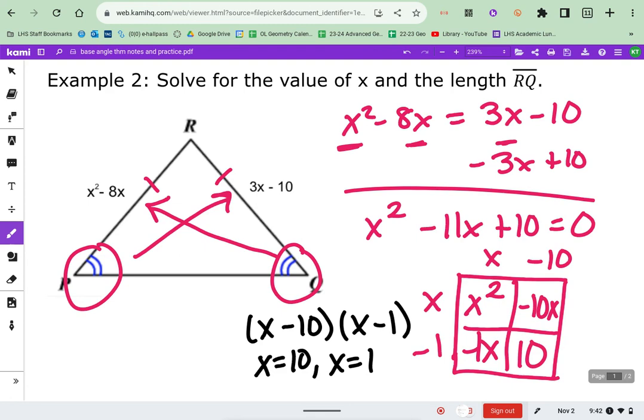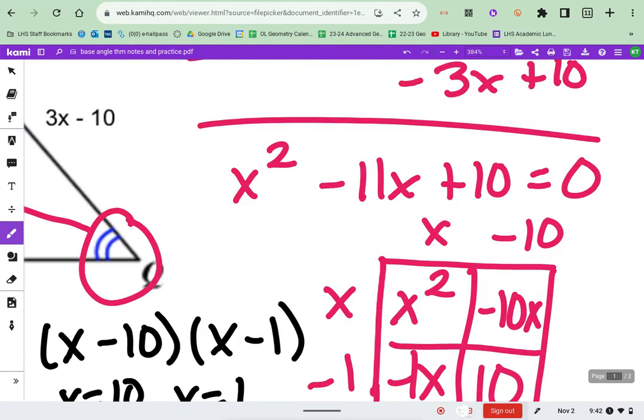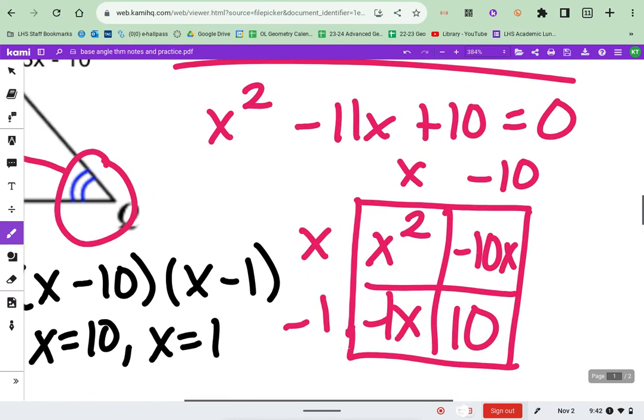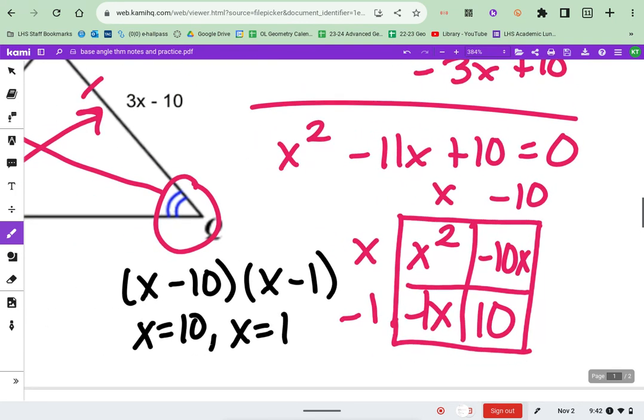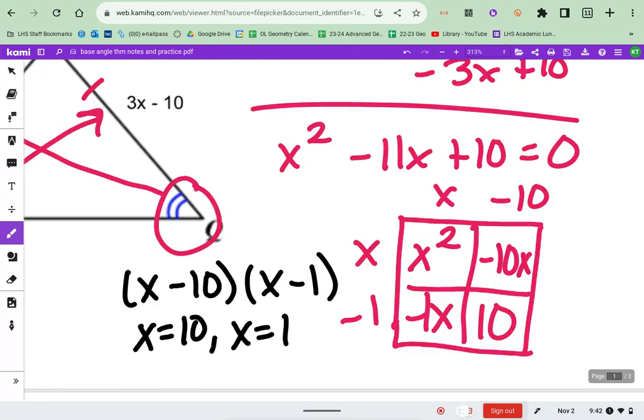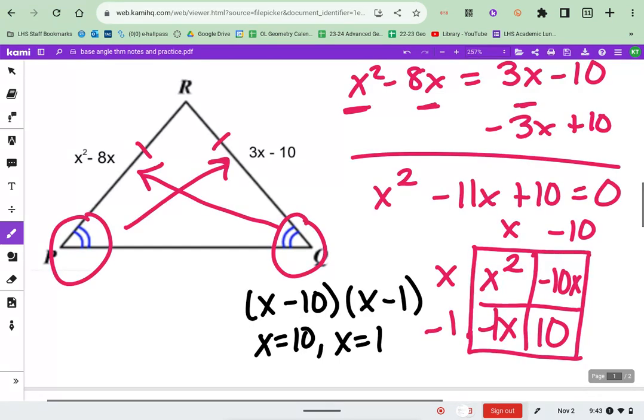All right, so to factor, we were looking for two things that would add to negative 11 and multiply to positive 10. So that would be negative 10 and negative 1. Once I finished my box method, my factors were x minus 10 and x minus 1, which means x equals 10 and x equals 1. But we got two solutions, so what should we probably do? Plug them in, check for reasonableness, because we have some sides, and we know that side lengths cannot be negative. So we need to make sure that neither of these x's will give us negative values.